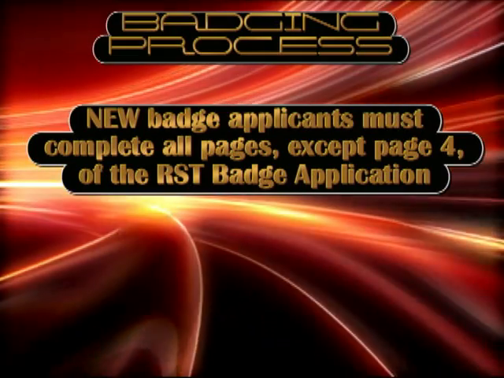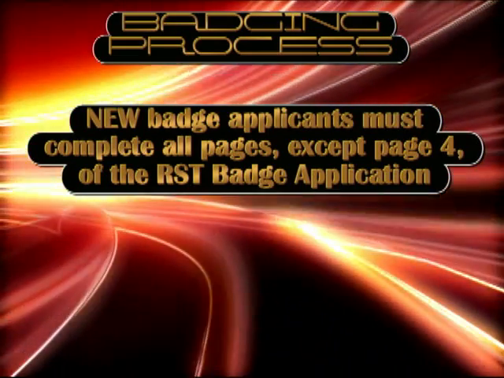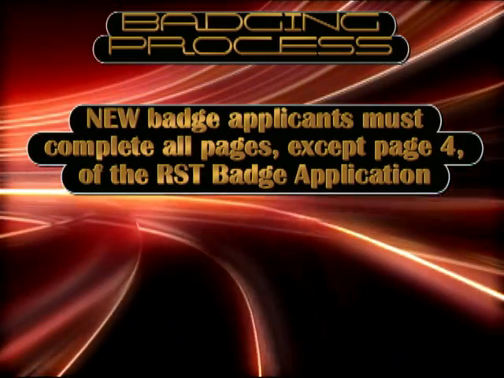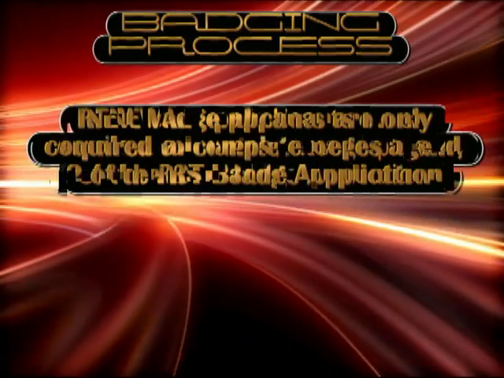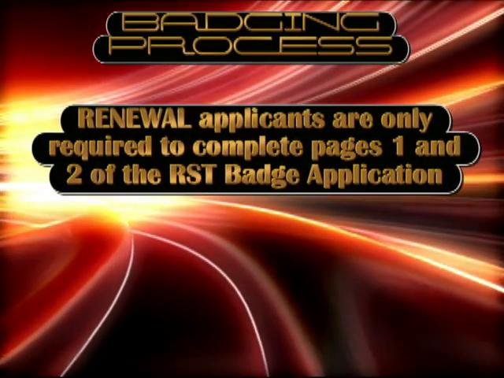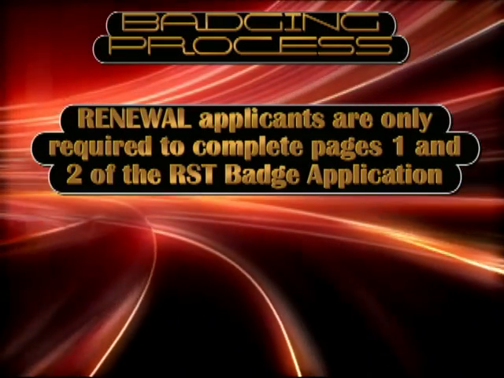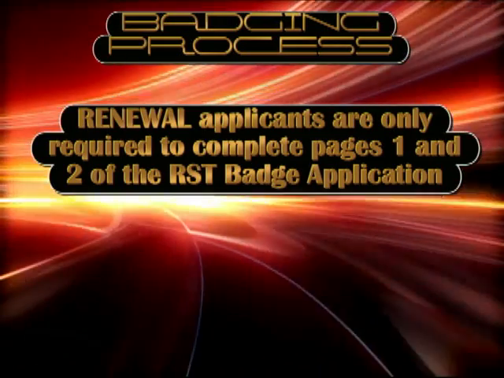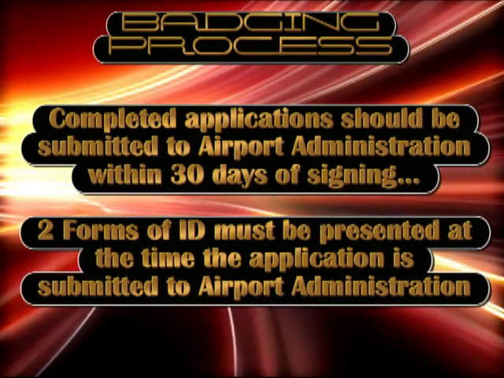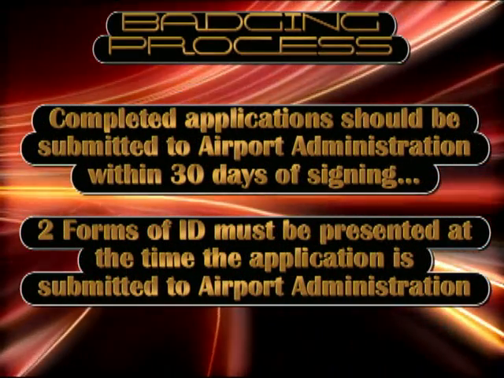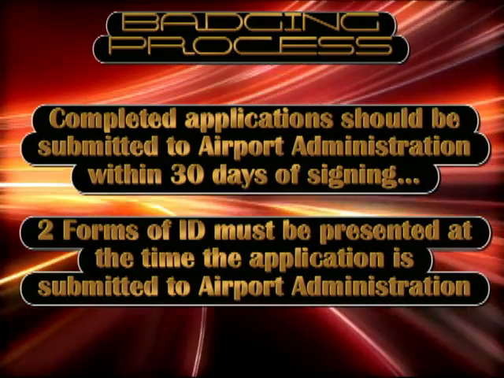For new AOA badge applicants, all pages, with the exception of page 4 as stated earlier, must be completed prior to being issued an RST AOA identification badge. Renewal applicants only need to complete pages 1 and 2 of the badge application. Once you have completed the application and your signatory authority has signed and dated the application, please bring the completed application along with copies of your identification to the Airport Administration office located on the second floor of the main passenger terminal.